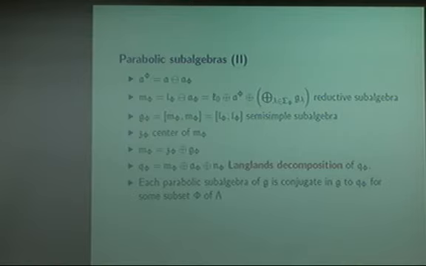So there is a one-to-one correspondence between parabolic subalgebras and subsets of a set of R elements. So there are 2 to the power R conjugacy classes of parabolic subalgebras.